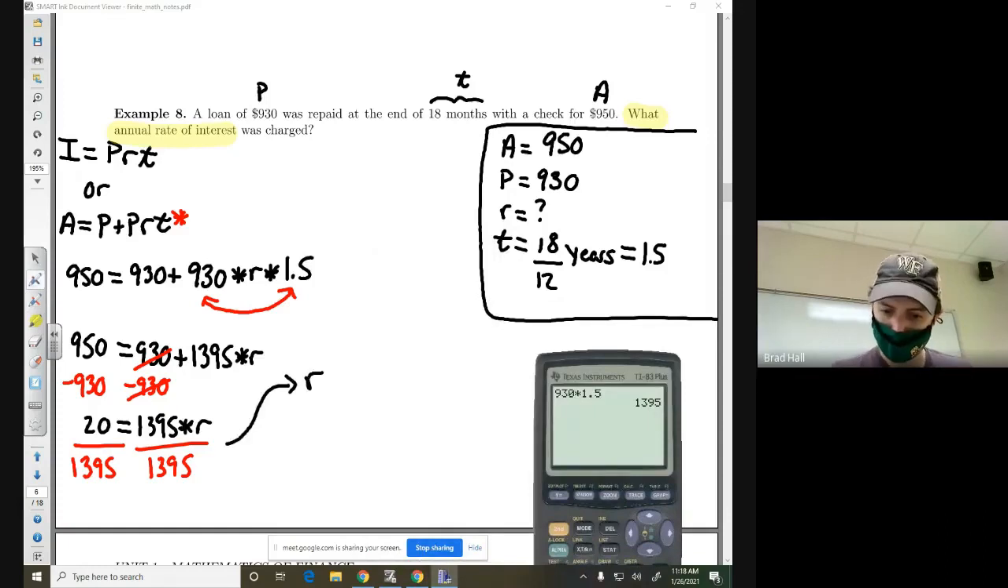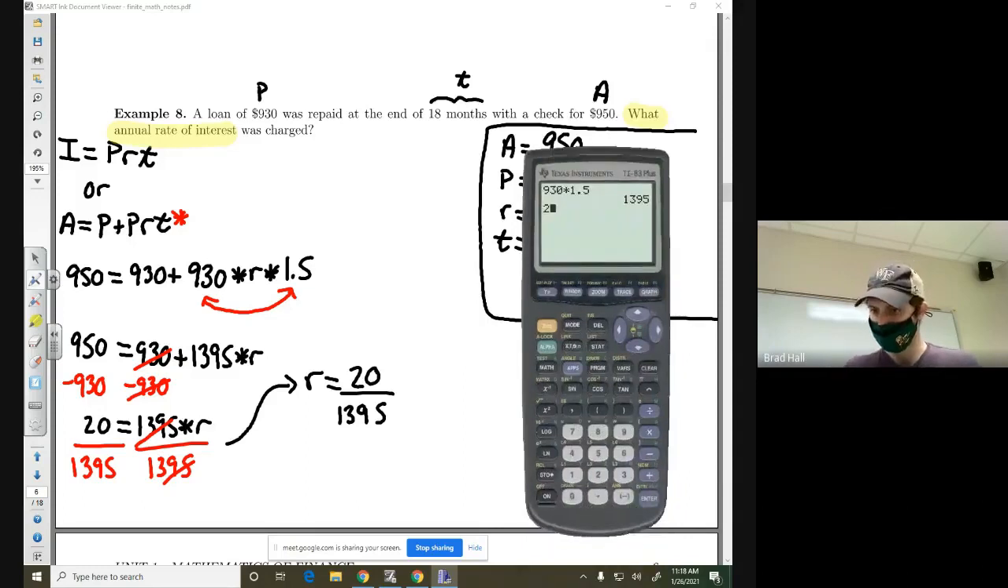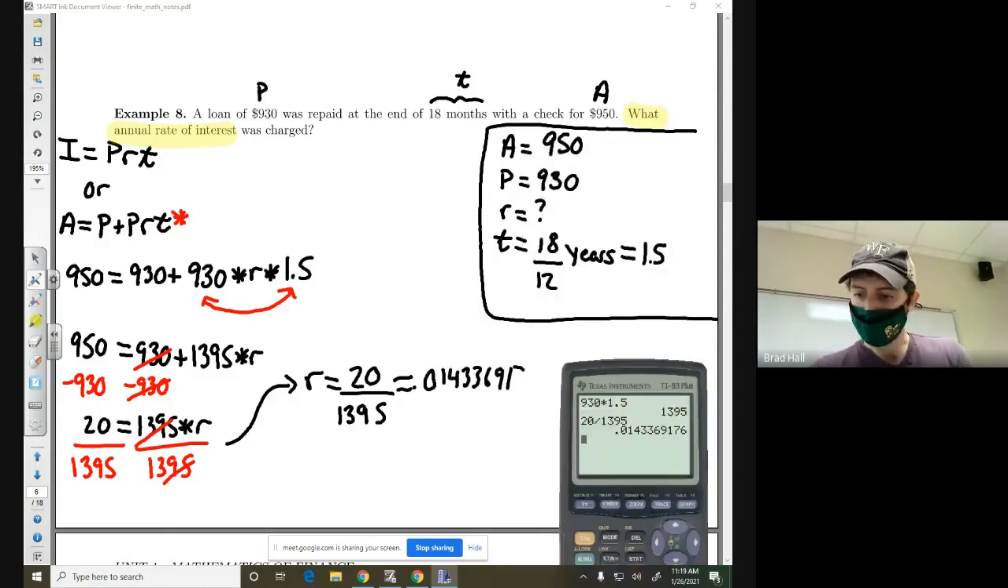So now R, since of course R is now by itself, R is now 20 divided by 1395. Well, let's just put that in the calculator, see what happens. 20 divided by 1395, and we get not very nice looking decimal. 0.01433691776.